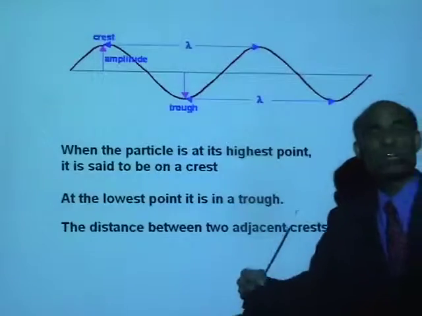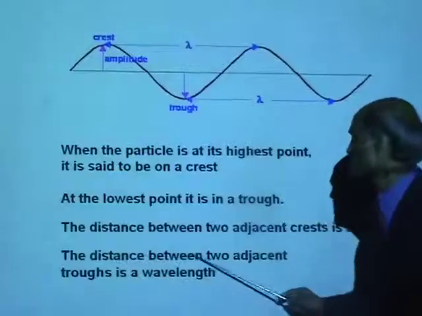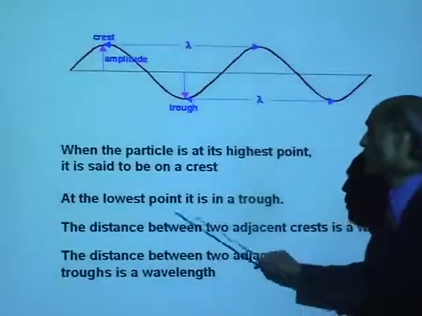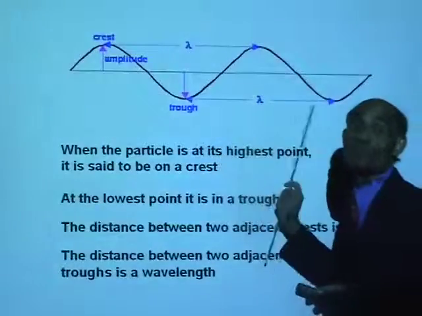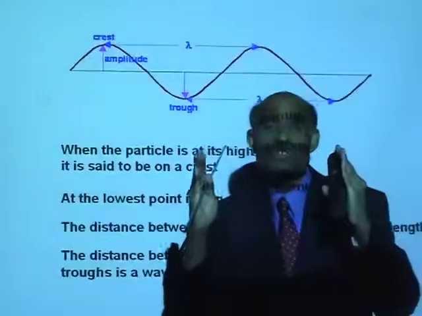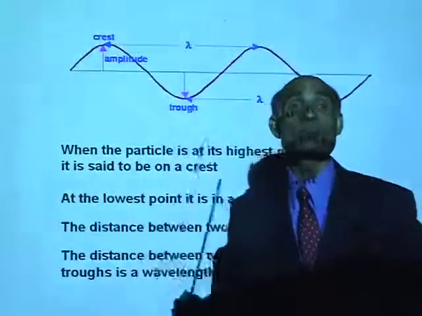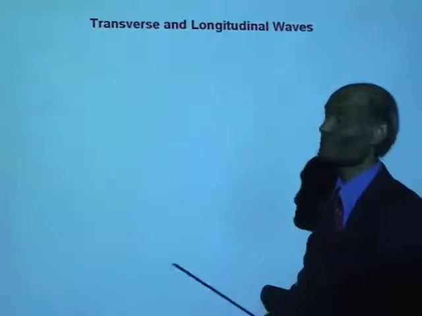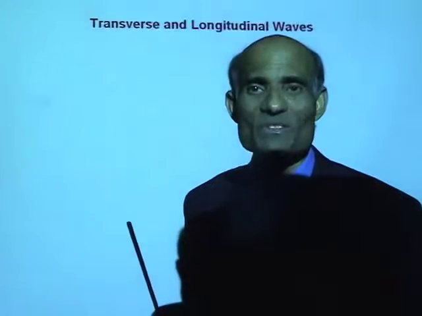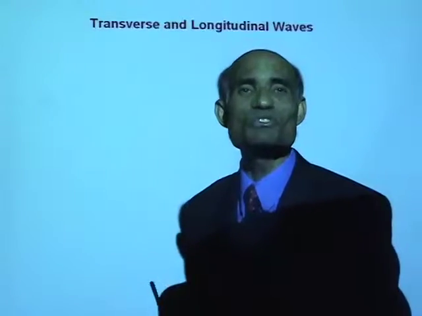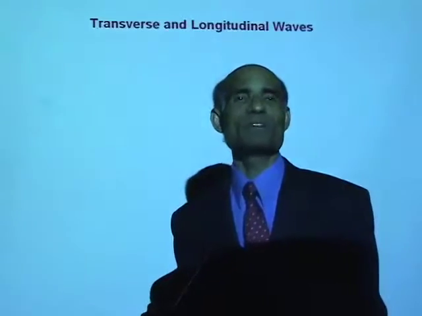So we have many different ways of defining wavelength. The distance between two adjacent troughs or the distance between two adjacent crests, they are both wavelength because that is the distance between two nearest particles that are in the same phase of vibration. Let's now talk about two different types of waves, transverse and longitudinal waves. What is the difference between these two types of waves?